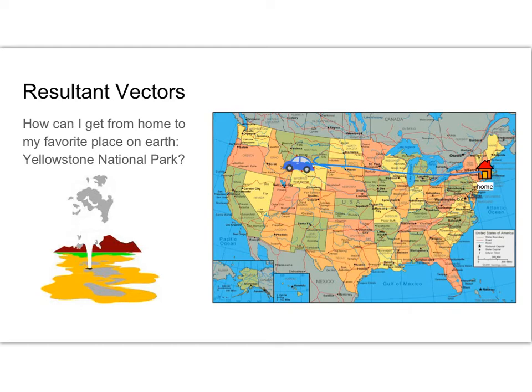So that's the displacement, and that's what we call a resultant vector. It's the actual displacement that we end up with. It's what happens when we add all these thousands or even maybe millions of vectors together. Where I started from and where I ended, straight line distance, that's called my resultant vector.